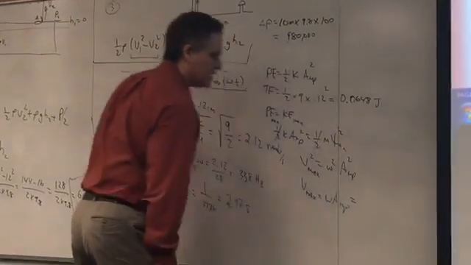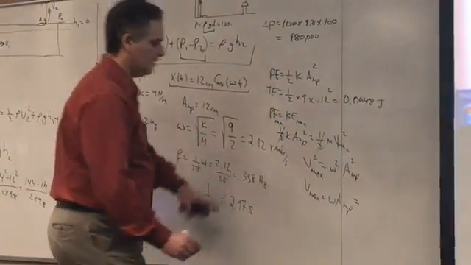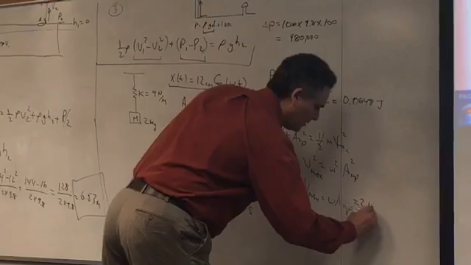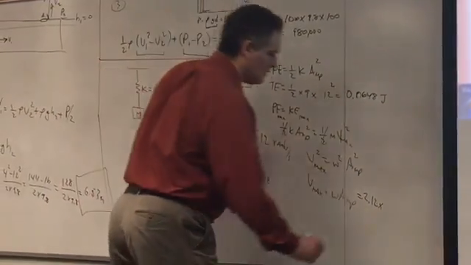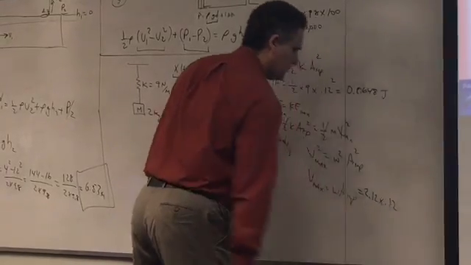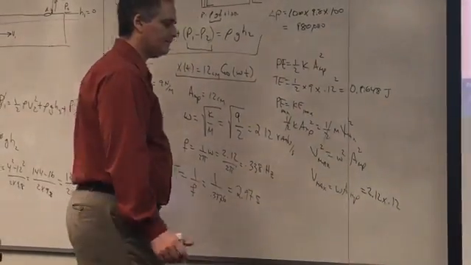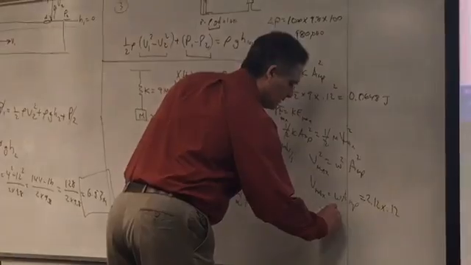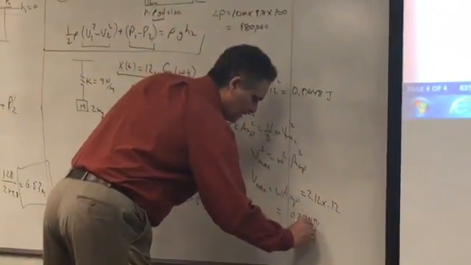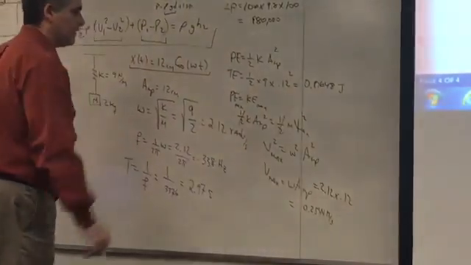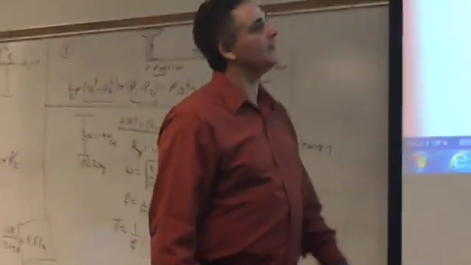Which in this case was 2.12 times my amplitude, which was 0.12. That's 0.2544 meters per second. Okay, so there you go. That's V max.